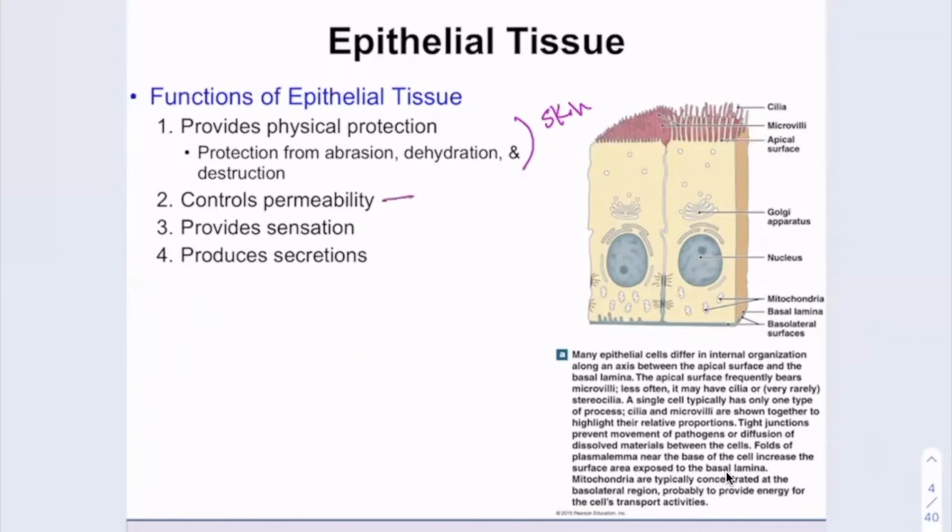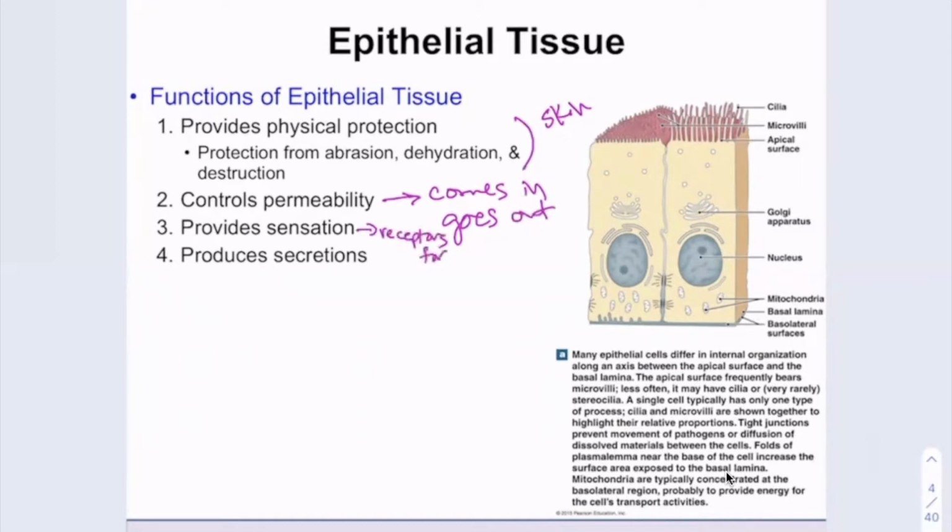These layers also control permeability. Permeability is a term we talked about in chapter 2, meaning being able to enter and exit. So these epithelial cells are going to decide what comes in and what goes out of the tube or organism or whatever it's lining.